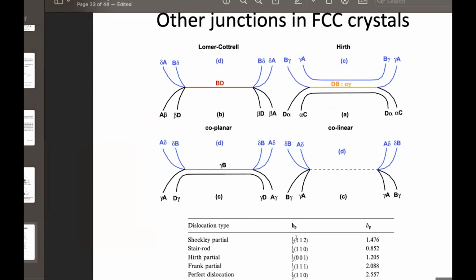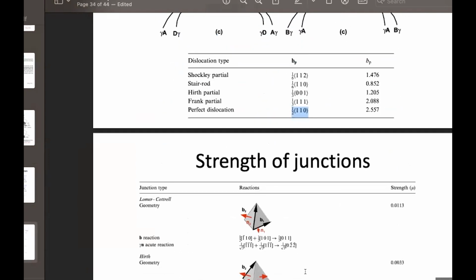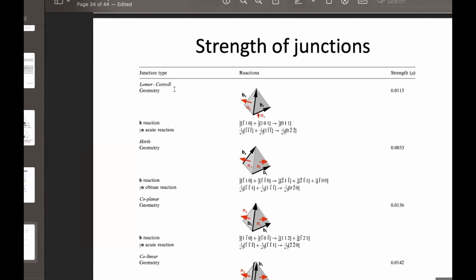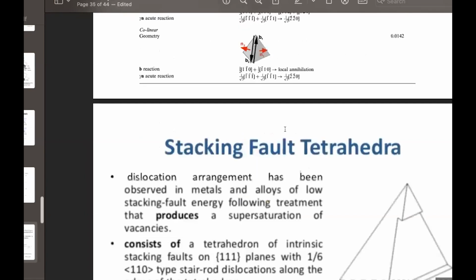Shockley partial, we have 1/6 112. And the Shockley partial is from letter to Greek. Stair rod, again, 1/6 110. Frank partial dislocation, positive and negatives, 1/3 111. Perfect dislocation is 1/2 110. Strength of a junction, I have a table, so Lomer-Cottrells are very strong junctions. You can check the energy of this dislocation and check if it is energy favorable or not. You will see that Lomer junctions are very energetically favorable.